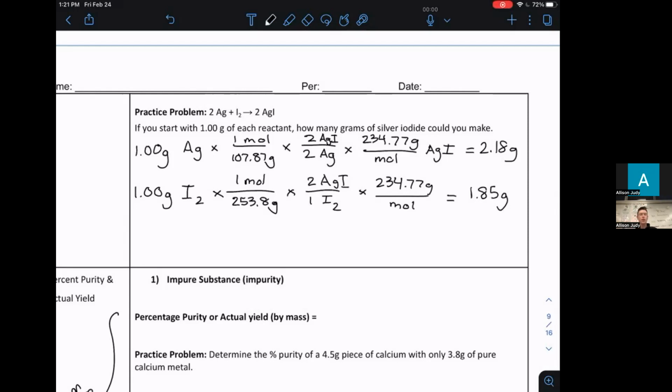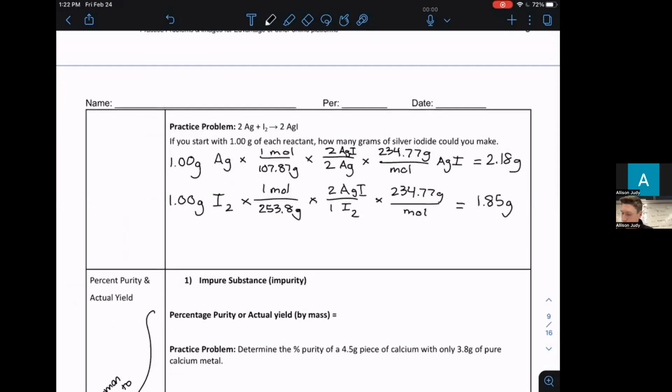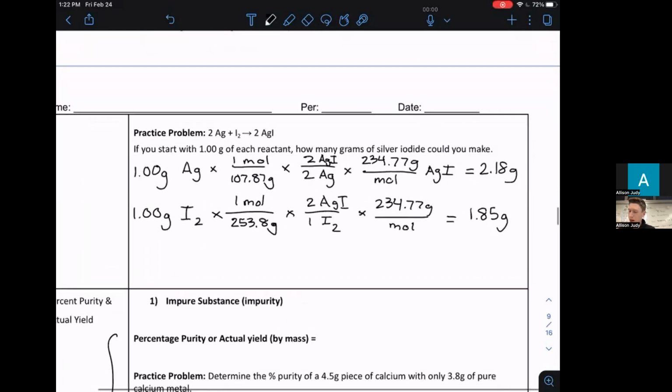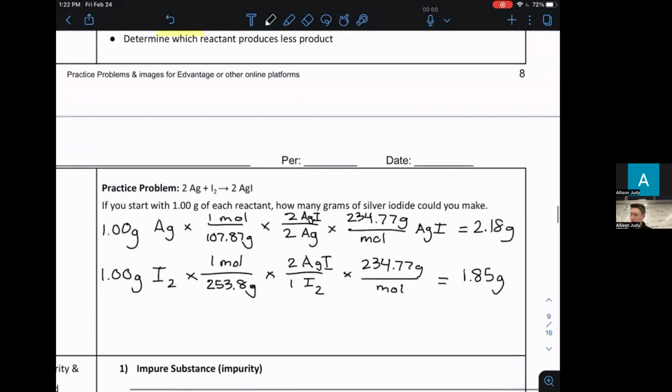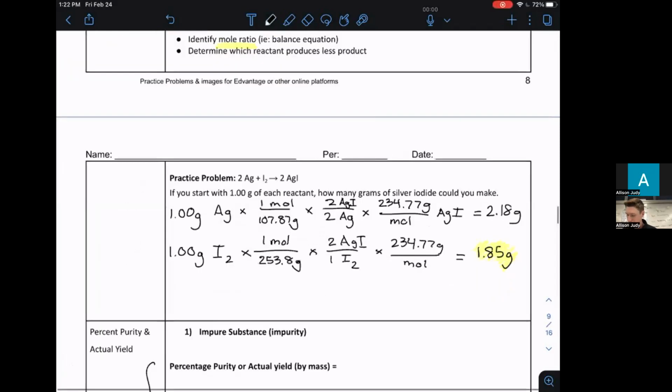So these are our theoretical yields for each one. And we're trying to figure out how much we could make. And the limiting reactant is going to be, surprise, whichever one makes the least amount. So in this case, iodine is going to produce less silver iodide than just the silver. So we're going to go with this number. So 1.85 grams is how much silver iodide we can actually make given 1 gram of each reactant. Any questions on that? Okay. We shall move on then.